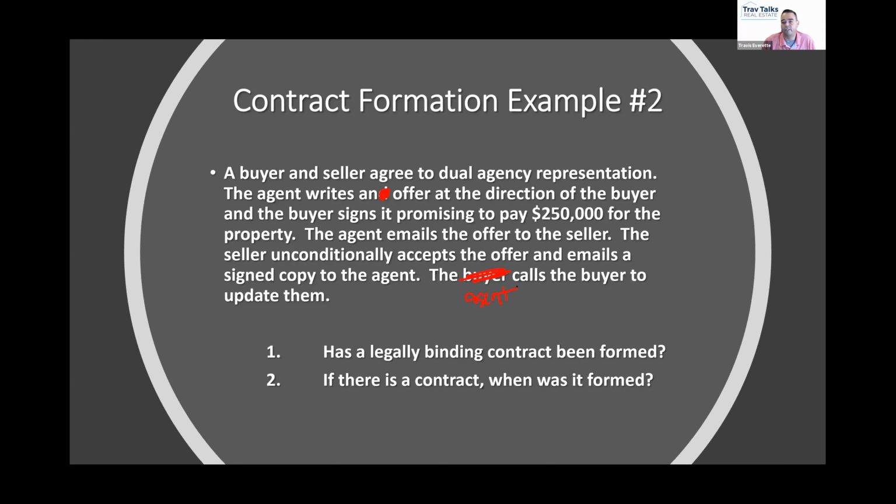It really doesn't matter anyway. That sentence is useless, just FYI. So first question, has a contract been formed? What do y'all think? Yes.